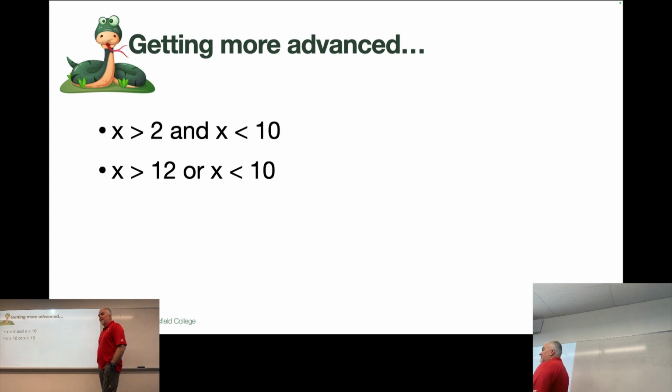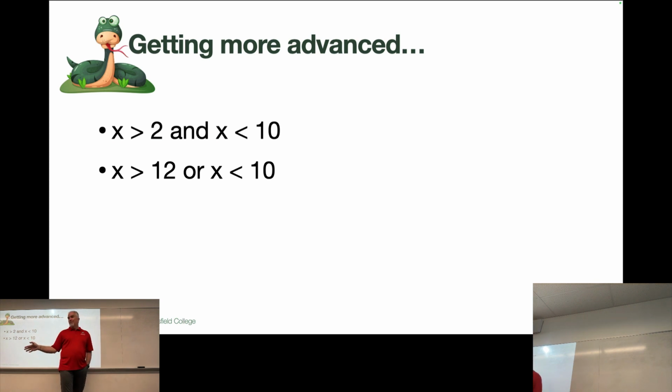Now, or is different. Or says only one of these has to be true. So if it's greater than 12 or it's less than 10, then it's true. Tell me what integer will make this not true, make this false. 11, because 11 is neither greater than 12 and it's not less than 10.